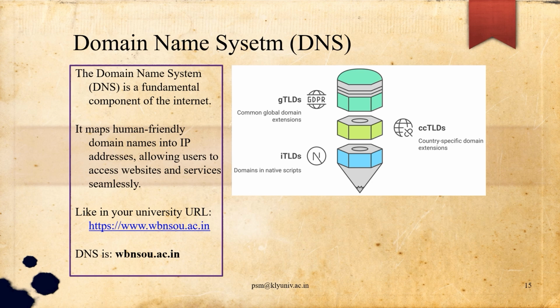So where you can see, suppose this is the URL of your university NSOU. HTTPS is the protocol, then colon double forward slash is the separator, www is the host name, and here you can see wbnsou.ac.in is called DNS, domain name system. And if you classify this domain name system again, wbnsou is the host name, AC is the sub-level domain because it's an academic institute, and it belongs to the country India. So .in stands for ccTLD India.